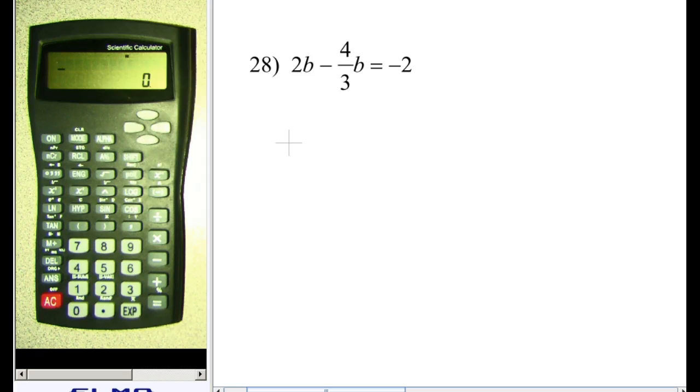Okay, so let's move on to the last page. It's going to require a few more steps here. Okay, so let's get started. Remember, anything with fractions, you can just use the calculator. So we have variables on the same side, so we need to combine these.